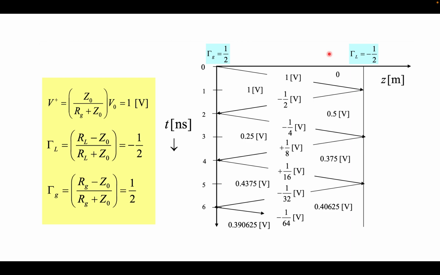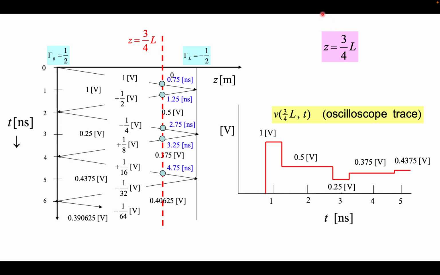So basically it's a math. If I am asking what will be the voltage at z equal to 3L by 4, what is 3L by 4? It is 75% of the total length L, right? So it will take 75% of the total transit time. The total transit time is 1 nanosecond, so at 0.75 nanosecond, that voltage will appear at z equal to 3L by 4, right?